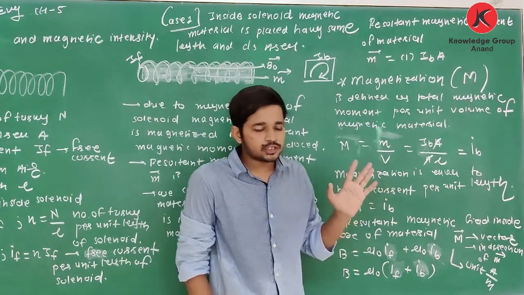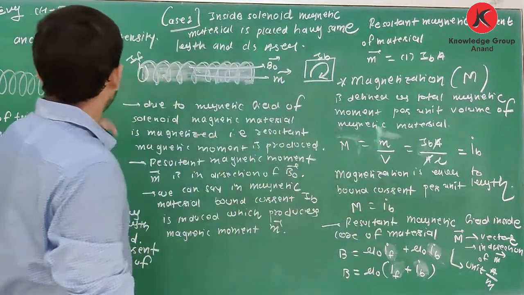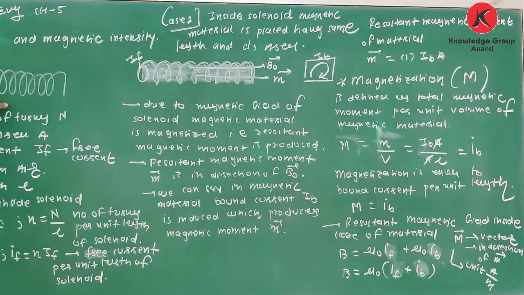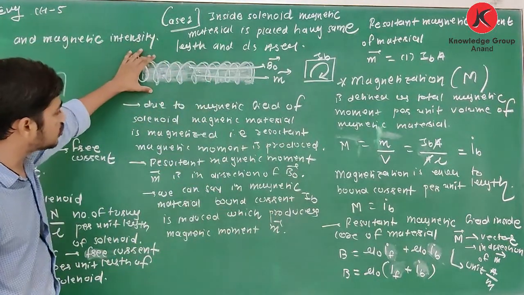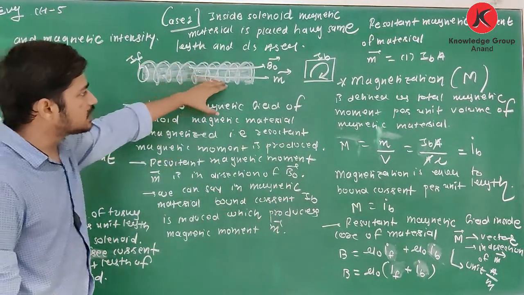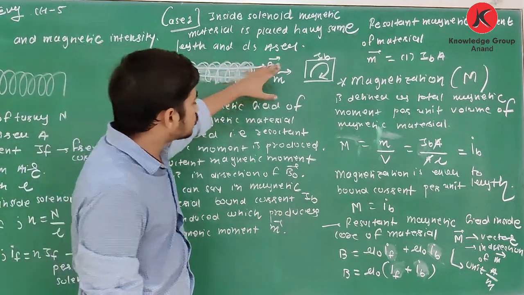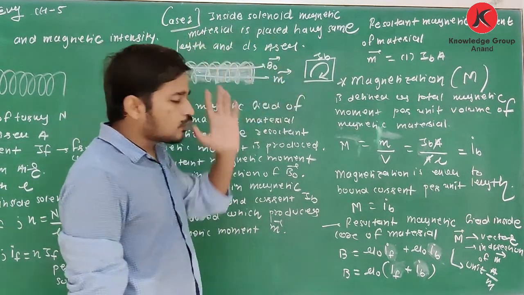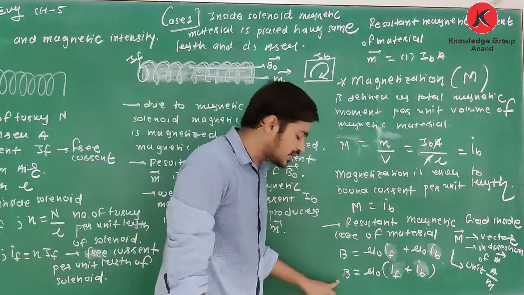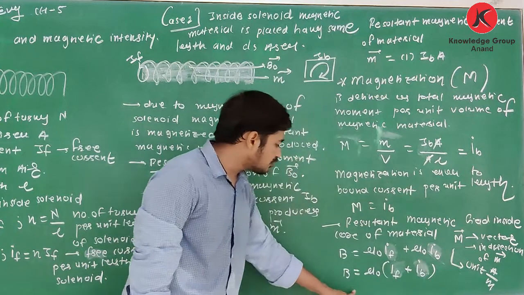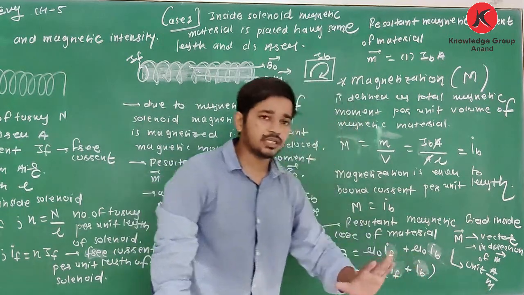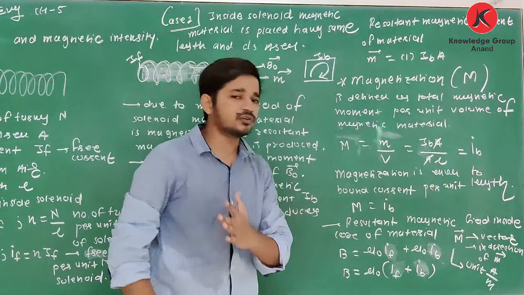Clear about this? So again, quick revision. We have one solenoid. Initially, the medium inside the solenoid is air. So what is the magnetic field? Mu 0 small if, where small if is the free current per unit length. When magnetic material is placed, it is magnetized. Some resultant magnetic moment is produced, so we can say some current is also produced. The resultant magnetic field is B equal to mu 0 times IF plus IB. Now we have to obtain its different form, which we will see.